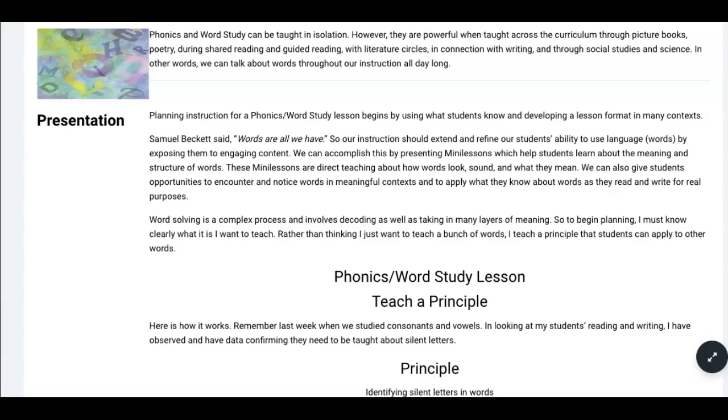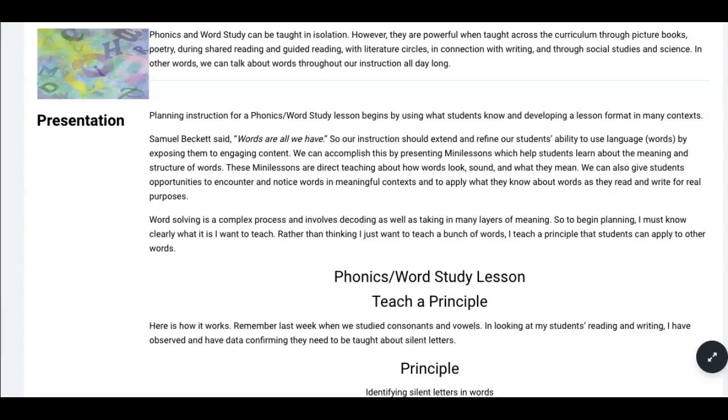Week 7 focuses on writing a phonics word study lesson plan and also your rough draft of your analysis paper. Please remember, it is a rough draft.